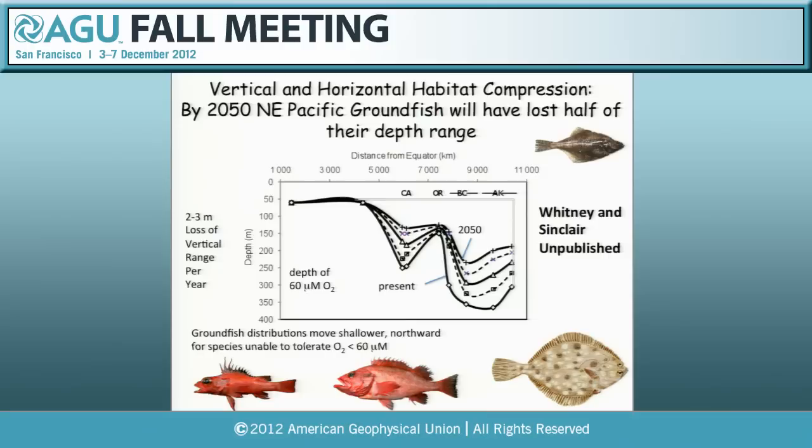Now, in terms of groundfishes, there's pretty good evidence for habitat compression. For those fishes that are unable to tolerate hypoxic levels of 60 micromolar or more, Whitney and Sinclair have hypothesized that they are going to lose something like 50% of their vertical range off California and off British Columbia and Alaska from shoaling of the oxygen minimum zones. And this already happened off Oregon, where they have seasonal dead zones or hypoxic events every summer.